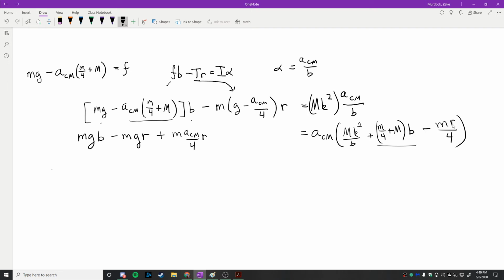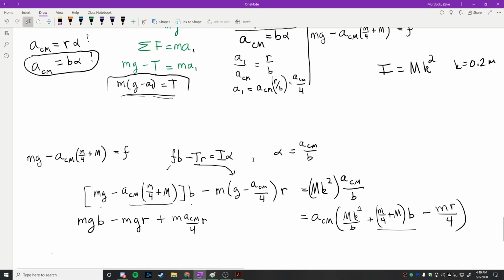That bothers me, that negative sign right there. Make sure we did that right. It was FB minus TR. The T was G minus A. The negative A came from this equation. That looks right. No, this feels correct to me.